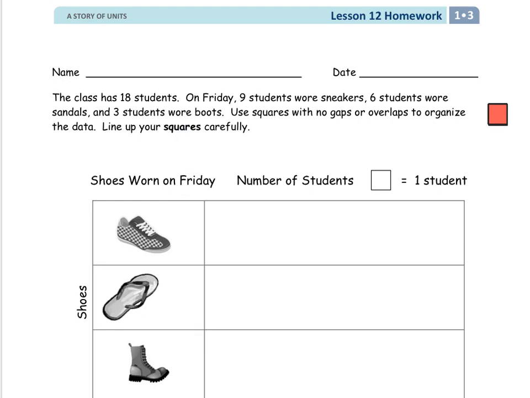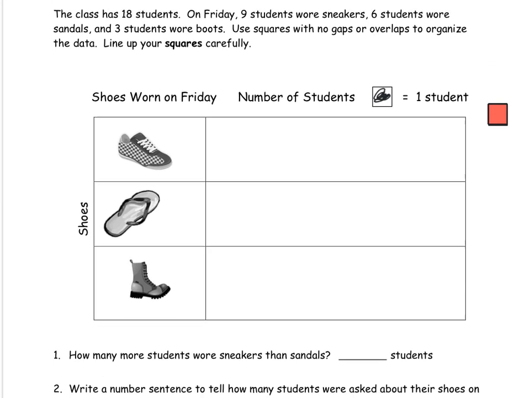So I see that off to the side, or just down below here, we have shoes worn on Friday, but the number of students is going to be one box. And I have that represented with my red boxes here to the right. So I'll slide down a little bit.